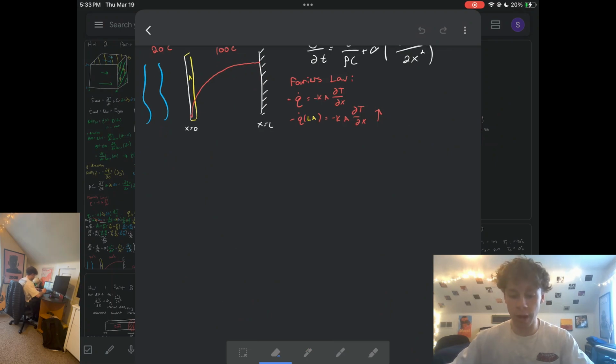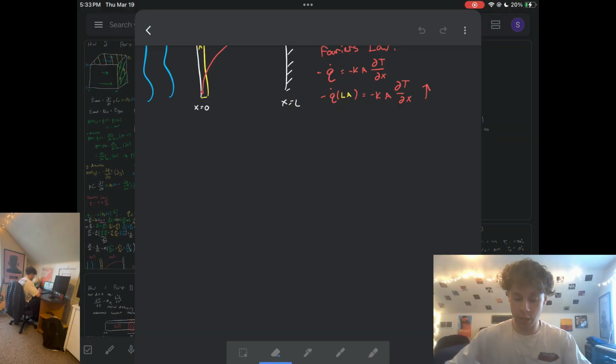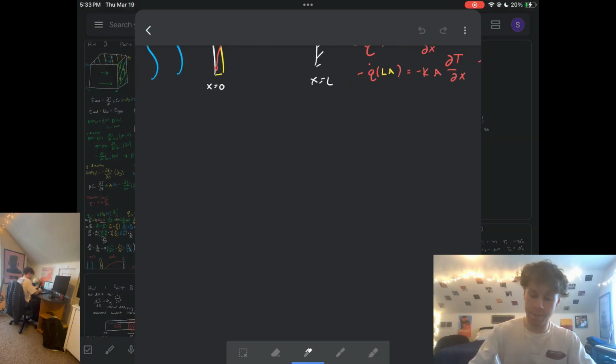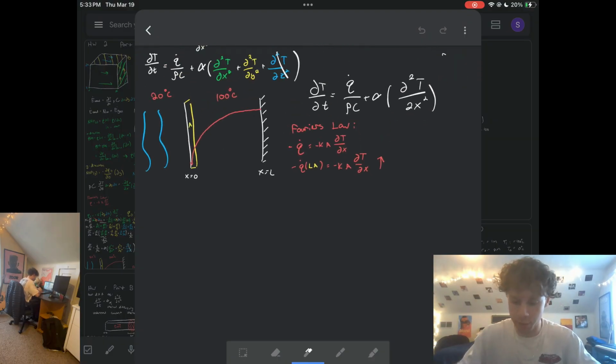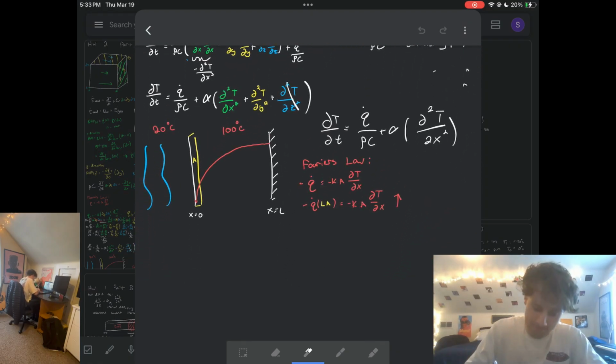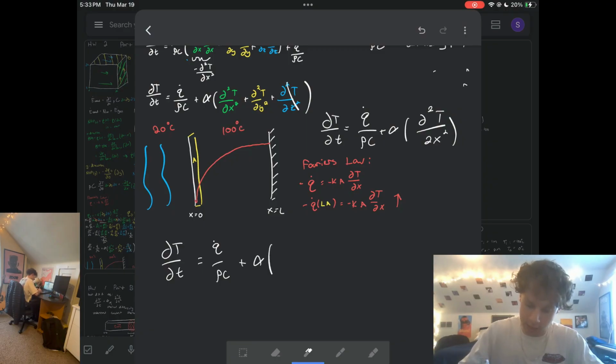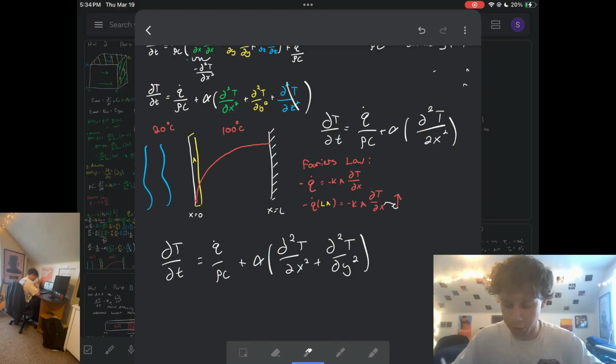Okay, so to derive the heat diffusion equation of a two-dimensional surface, we'll use this equation from above. Our heat diffusion is equal to our heat generated plus our thermal diffusivity times our x component plus our y component. And we won't need the z component because we're only in 2 dimensions.